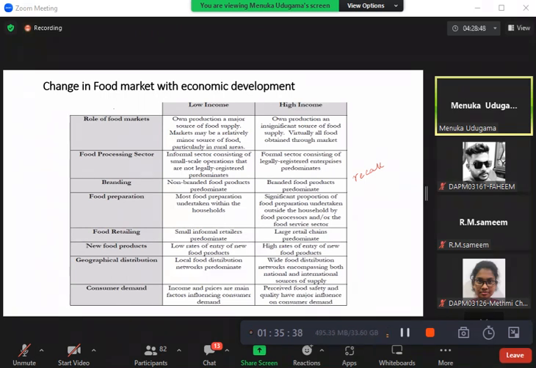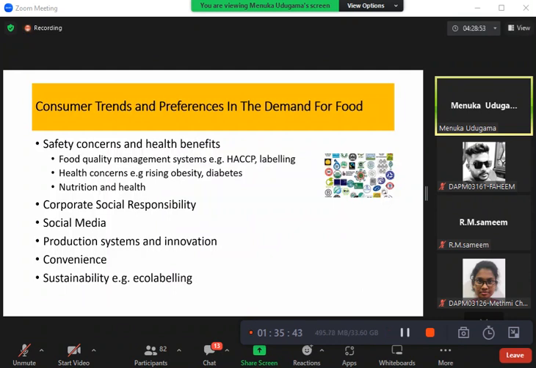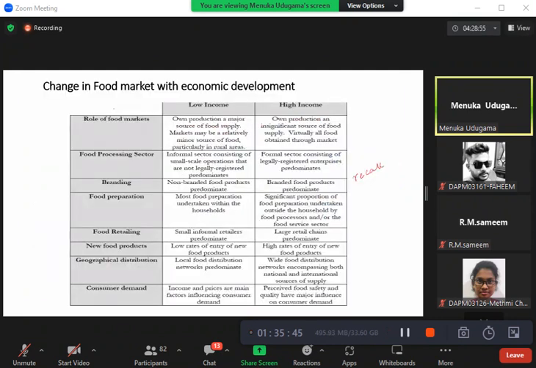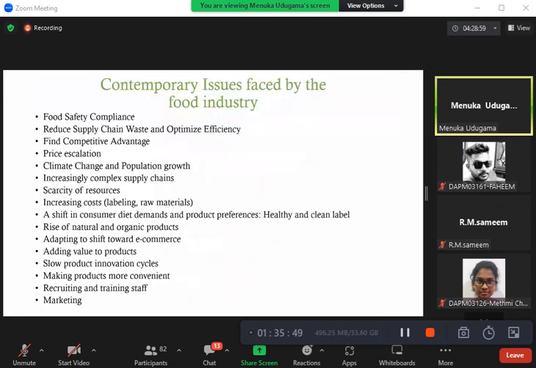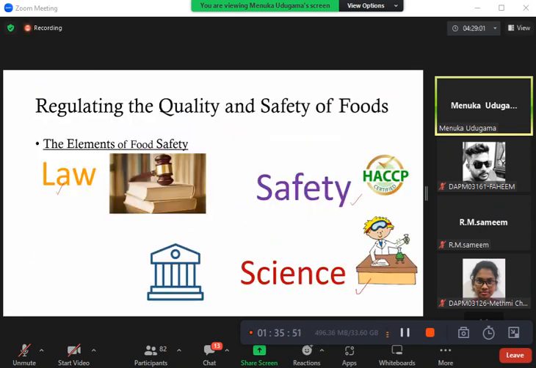So I hope you had a chance to go through this slide. There's a difference between high income versus low income countries or economies. When it comes to food quality and safety, this is made up of 4 pillars.